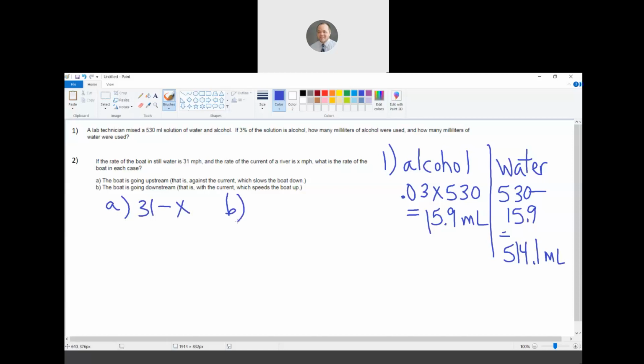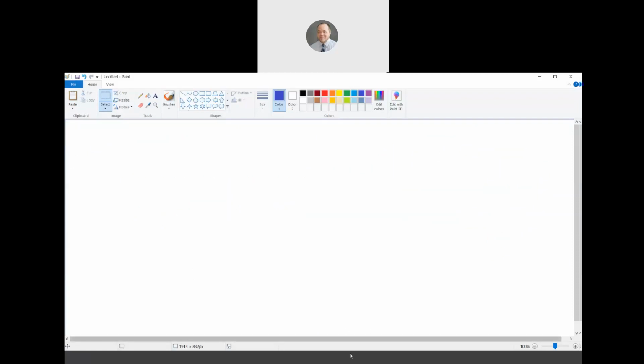Part B, the boat is going downstream. So if you're going downstream, that means you are gaining speed. Gaining means addition. So our expression for part B is 31 plus x. And this problem too will also help us with a future rate problem. Let's look at the next word problem from our handout.